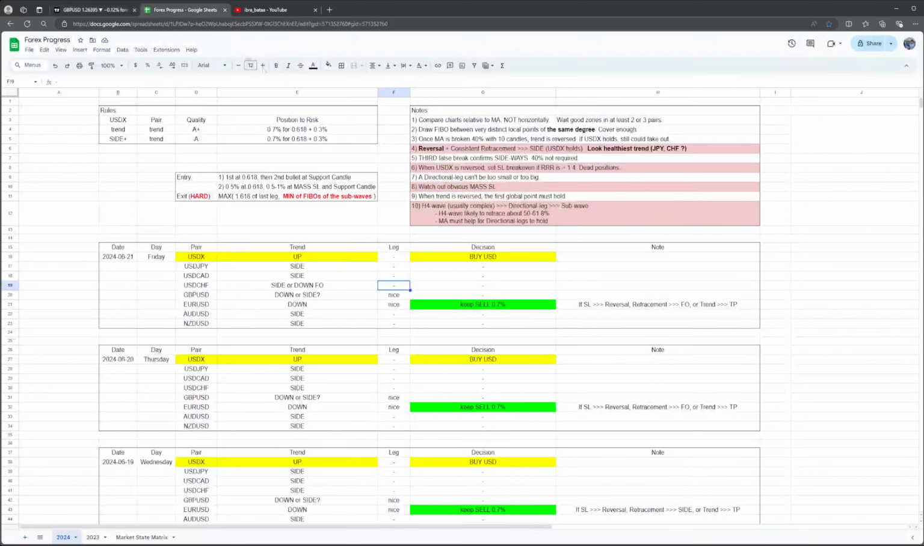Okay, so let's write it down. Pound USD, trend is down. Leg size is nice, and our decision is to wait for a good zone to sell pound USD.